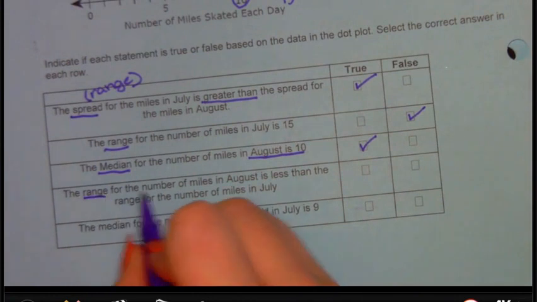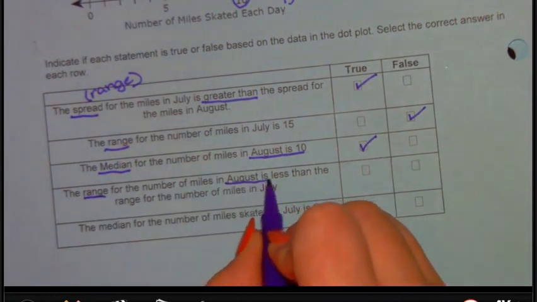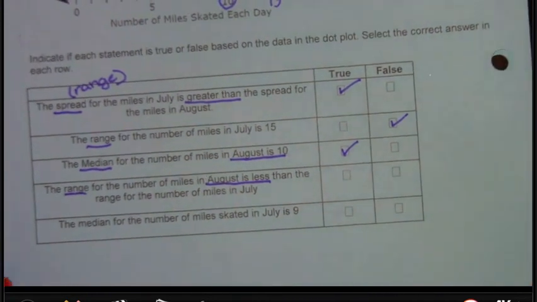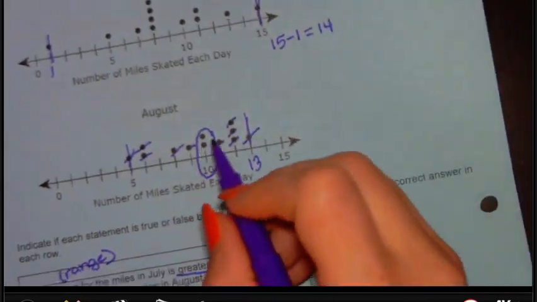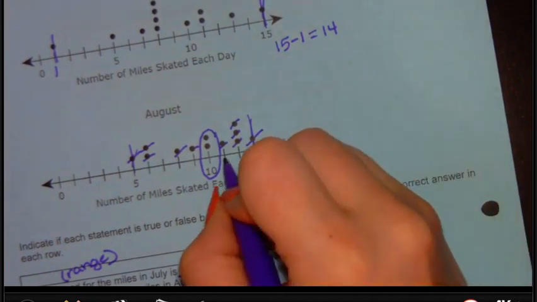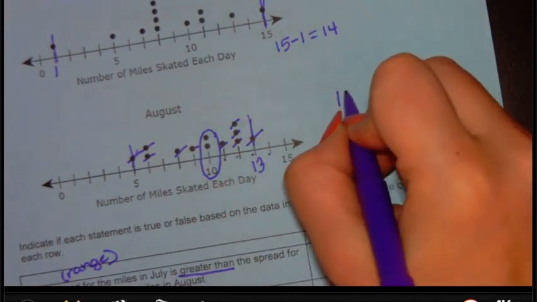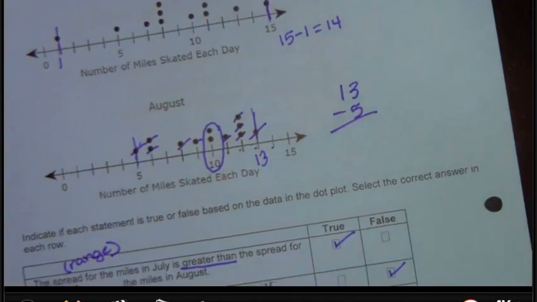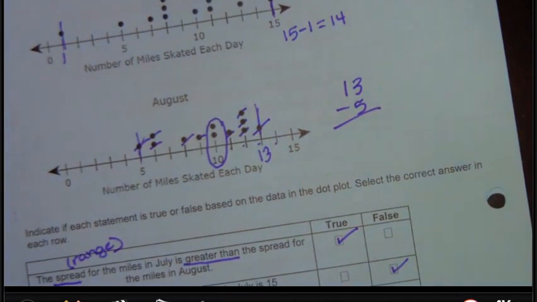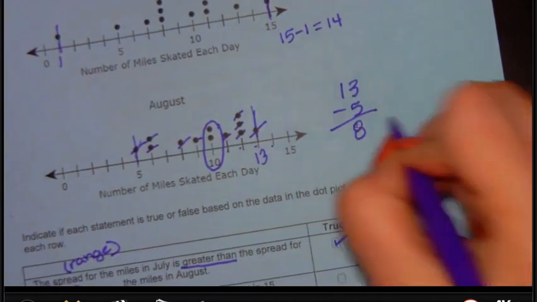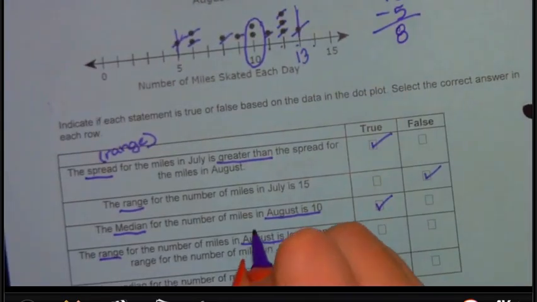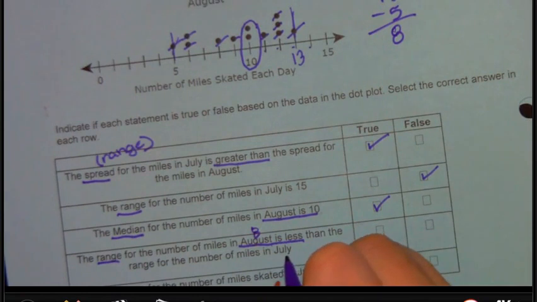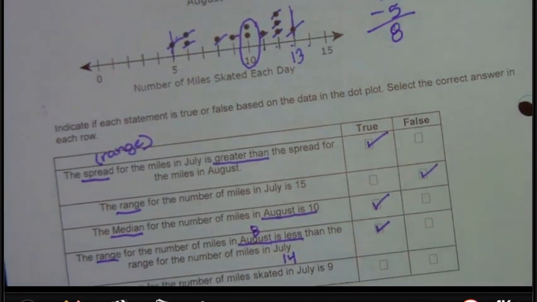All right, the range for the number of miles in August is less than the range for the number of miles in July. All right, so I already know the range for July. I need to find the range for August. Well, it looks like 10, 11, 12, 13, 14. Yep. So 13 minus 5 is going to give me 8. So it's saying my range for August, which is 8, is going to be less than the range for July, which is 14, and that is true.